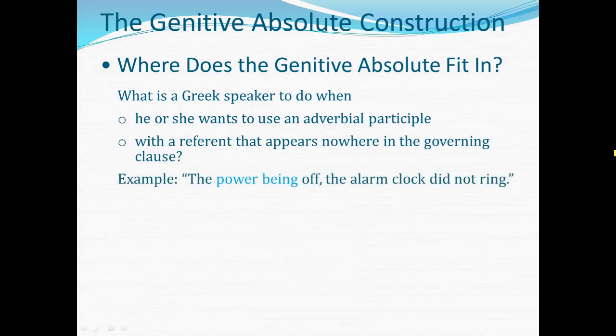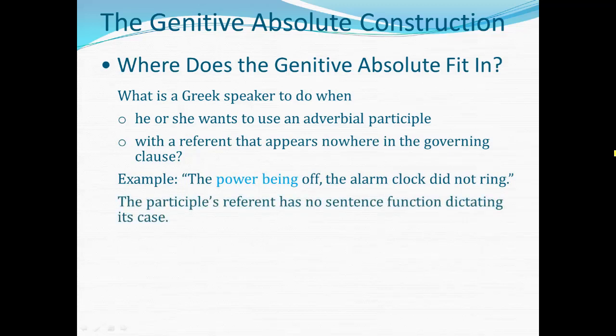Here's an English sentence as an example. The power being off, the alarm clock did not ring. Now that participle's referent, the word power, has no sentence function dictating its case. The main clause is the alarm clock did not ring. The word power is not in the main clause.